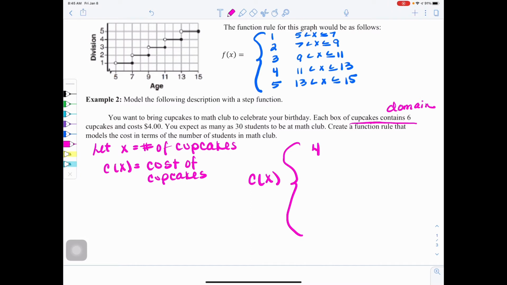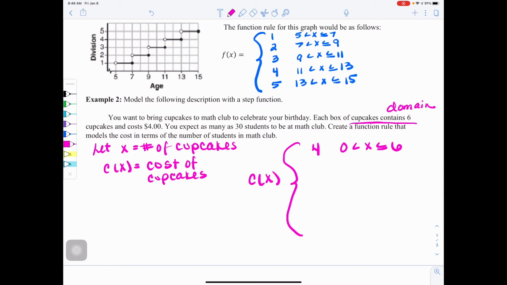The cost is $4. Now, when we go to write our domain, we're using the number of cupcakes inside the box, not the number of boxes, based on the way we set up our let statement that X is the number of cupcakes. So one box costs $4, but there are 6 cupcakes in there. So we're going to go from 0, which is less than X, which is less than or equal to 6. Now, we're not including zero because in context of the problem, you wouldn't be buying any if there were no cupcakes in there. Okay, so 0 is not included.